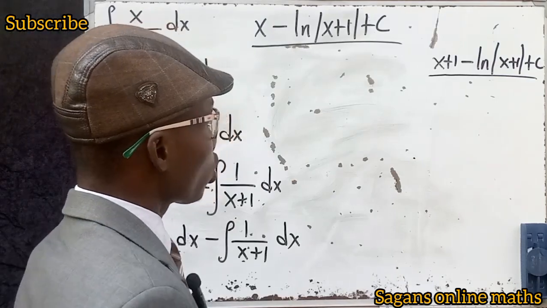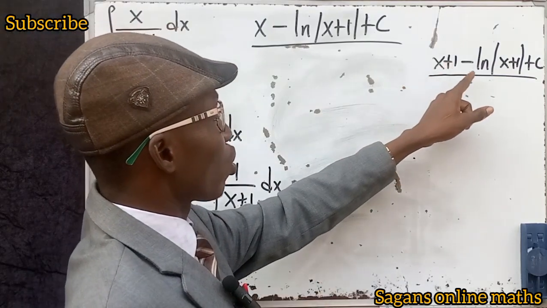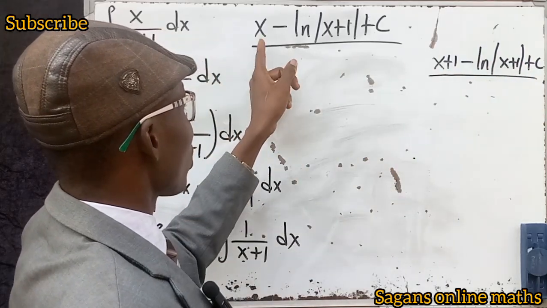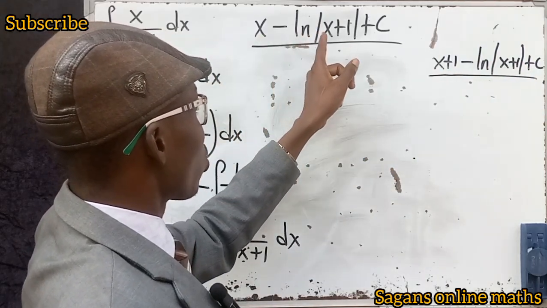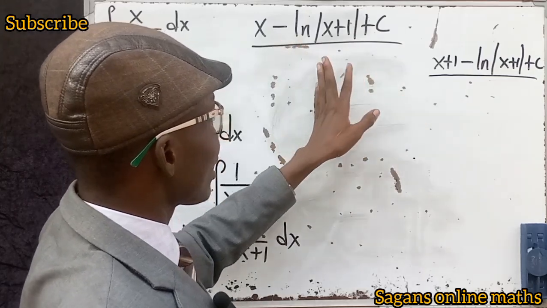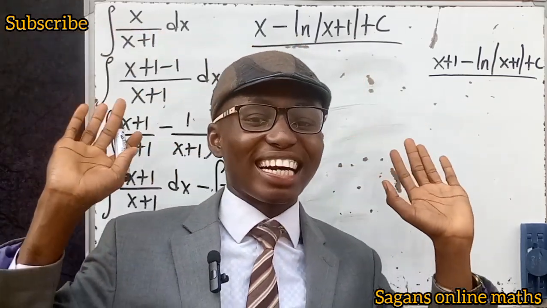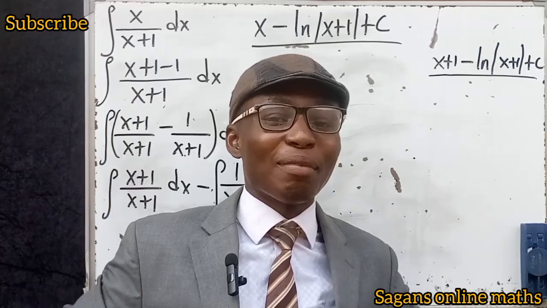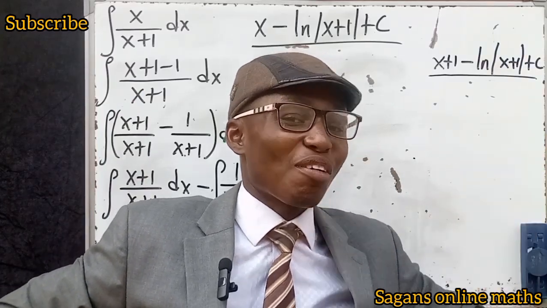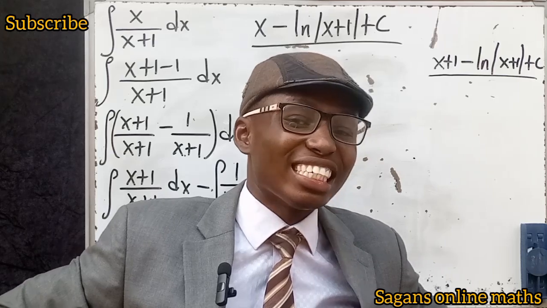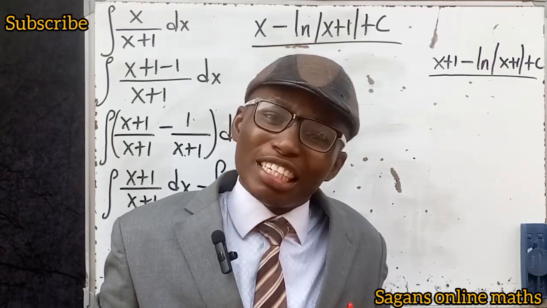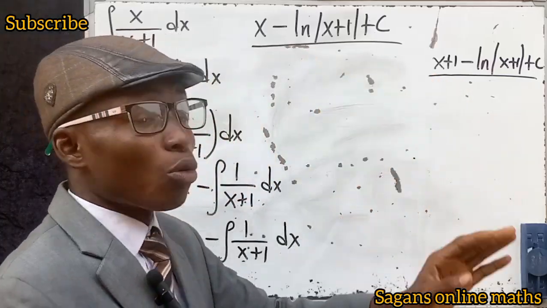You can see that when we use the substitution method here, we have x plus 1 minus ln of x plus 1 plus c. And here we use the direct method and get x minus ln of x plus 1 plus c. Now you can see that the difference in these answers is just 1, but it's not bad. Remember, if you differentiate the constant, it's always 0.